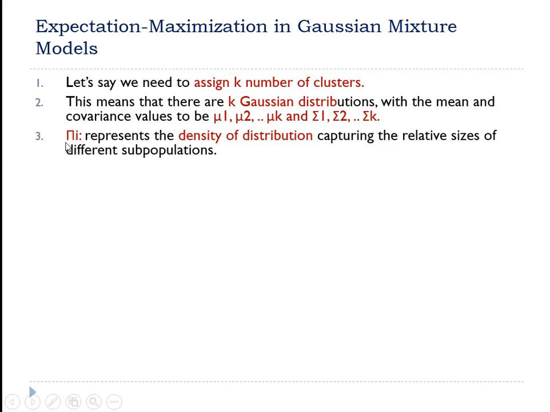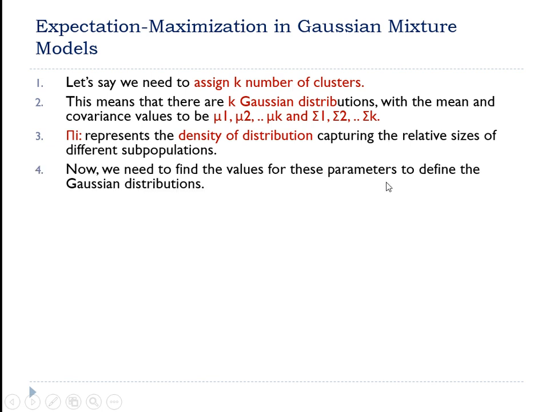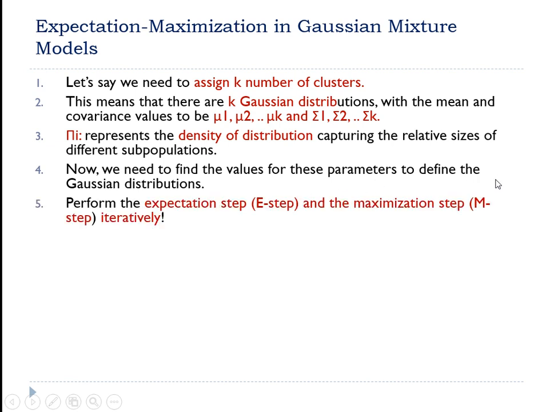Since I have k clusters, I have k means and k variances, covariances. Now, you need to calculate one more parameter. Basically this represents the density of the distribution. It will capture the relative sizes of different subpopulations. So basically this parameter is used to find out the size of the different clusters. So now we have found all of this, right? Now we have the number of clusters, we have found the model parameters like mean, standard deviation and covariance. We also found the relative sizes of each cluster. Now we need to find the values for these parameters to define the Gaussian distribution.